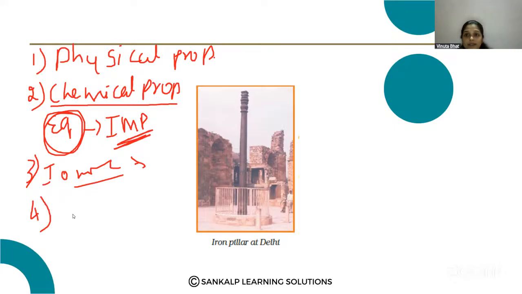Obtaining the metals from the high reactivity series, middle reactivity series and the low reactivity series. So obtaining the metals from the earth crust.